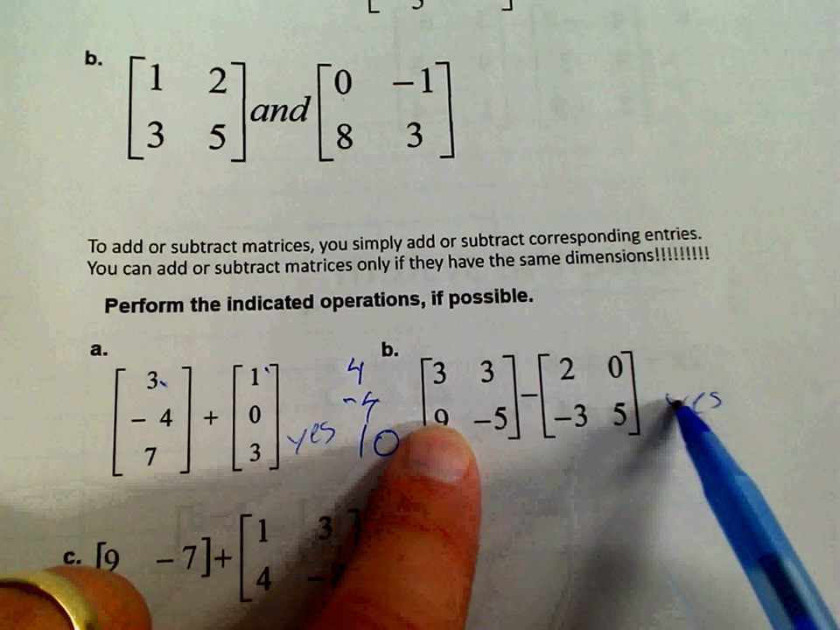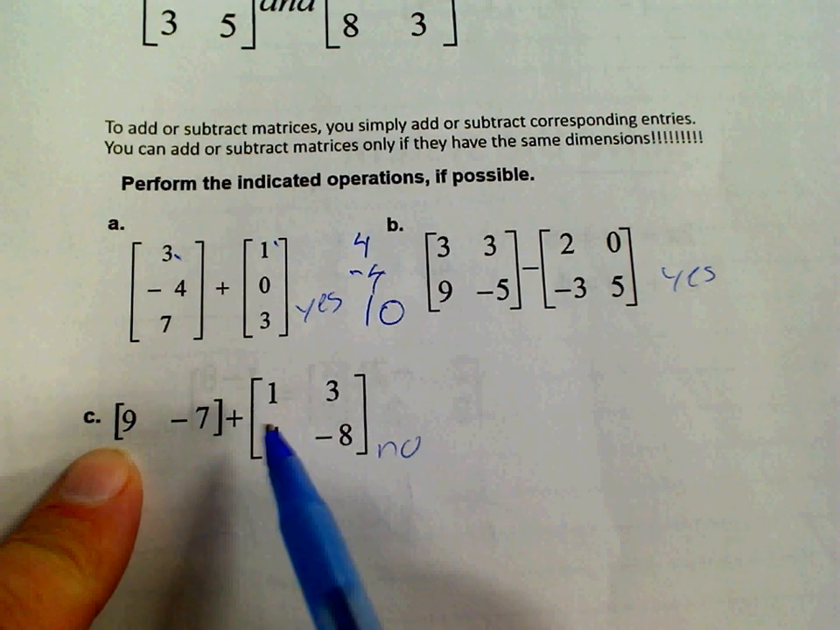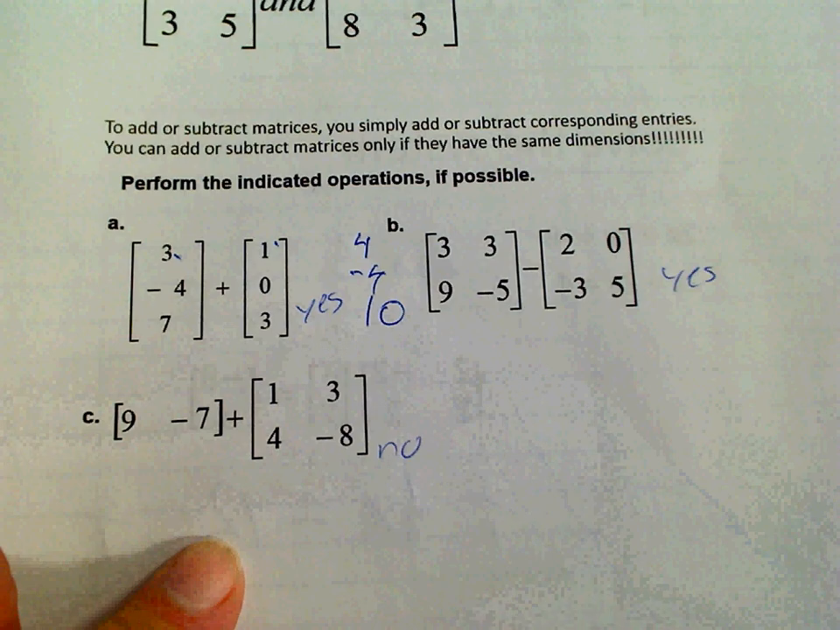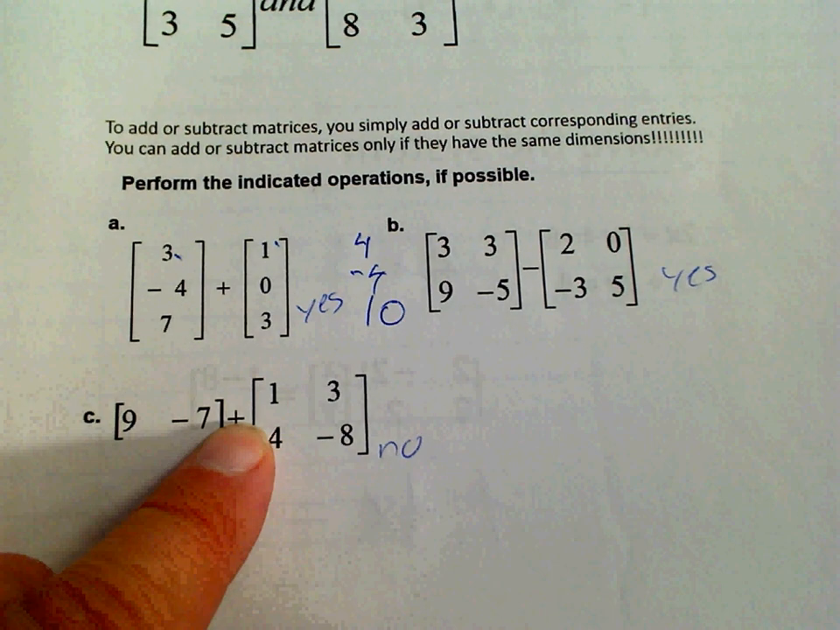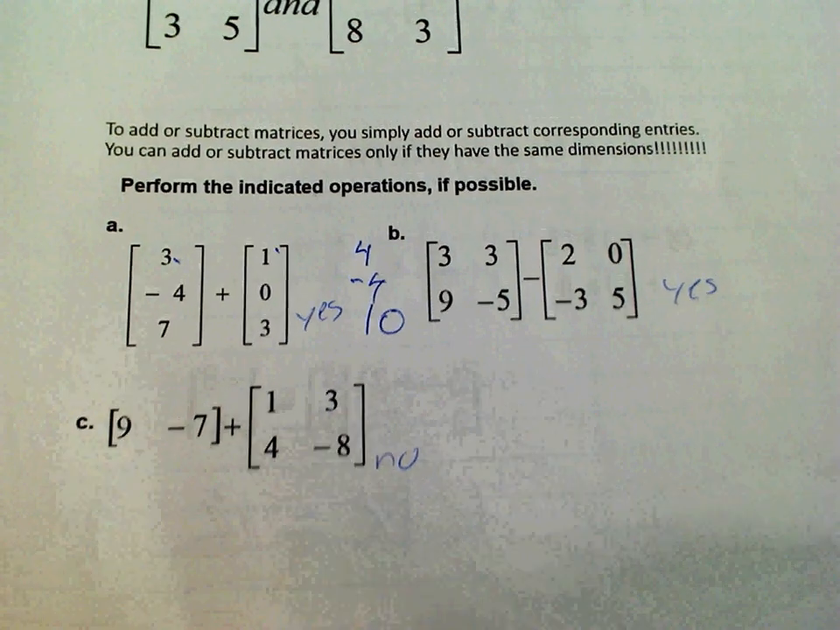Down here, though, write a no. We could not do this. This is a 1 by 2, and this is a 2 by 2. Now that's only, we're talking adding, subtracting. Now multiplication, there's other rules. We'll talk about that later. Turn the page.